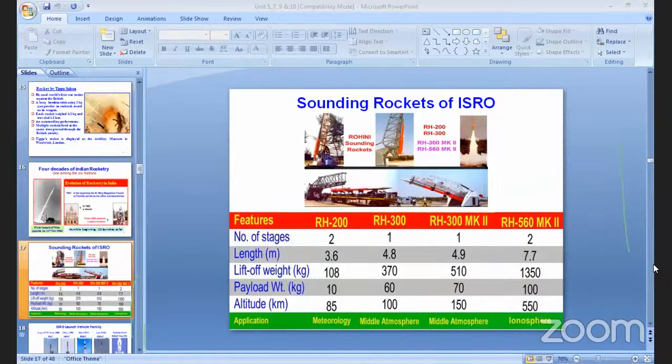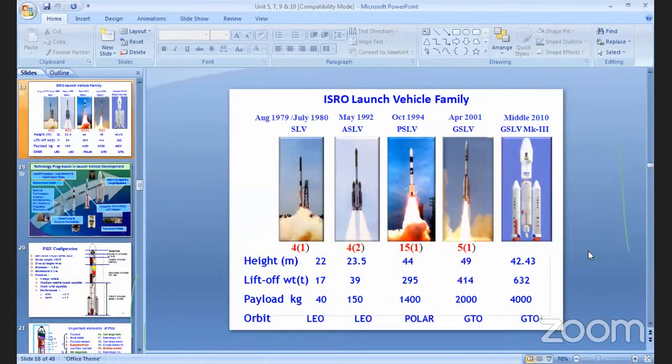Actually, the next slide here, let's see. It's the launching of vehicles. I'll tell you later about this one.